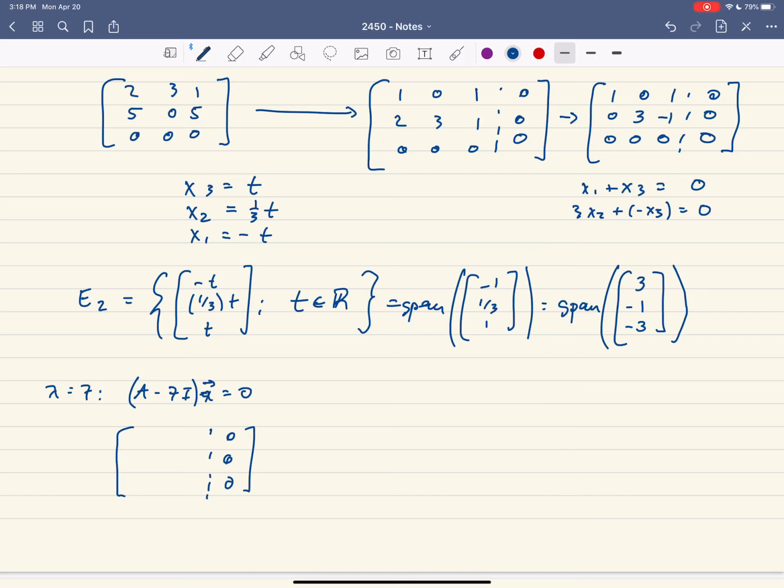A minus 7I goes on the left here, so if lambda is 7, this will be negative 3, 3, 1, 5, negative 5, 5, and 0, 0, negative 5. And it turns out that if you simplify this, you can see that this will turn out to be 1, negative 1, 0, 0, 0, 1, 0, 0, 0.